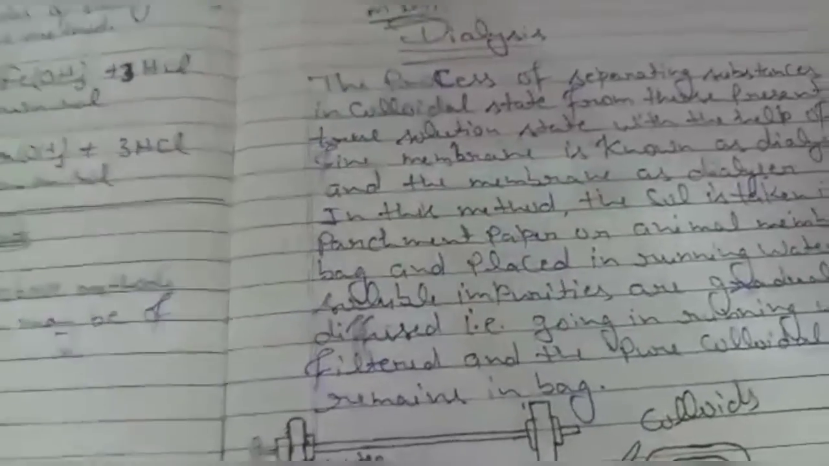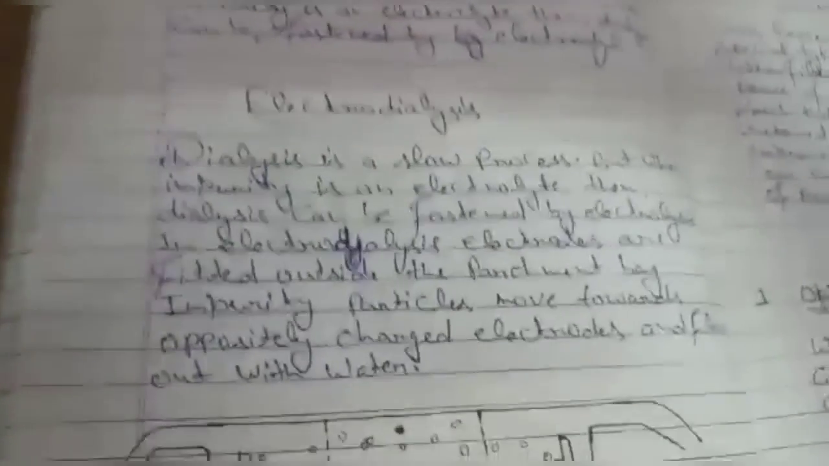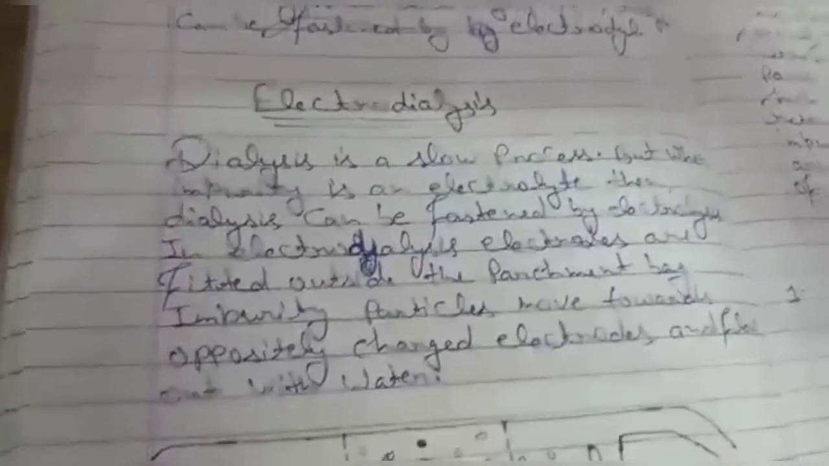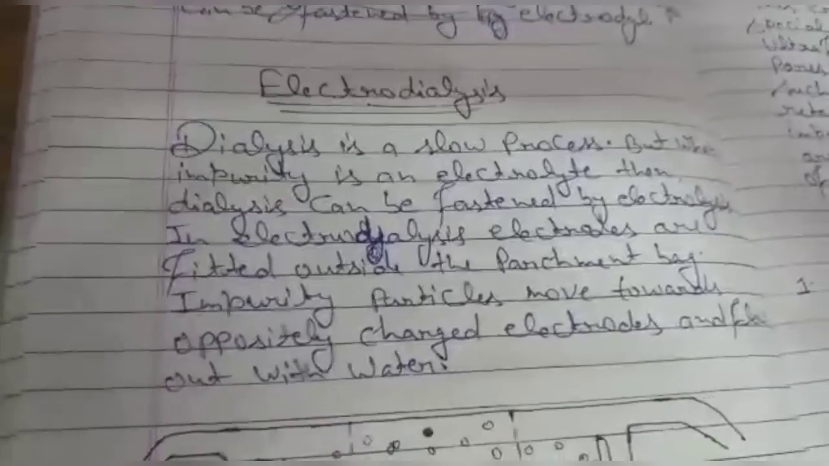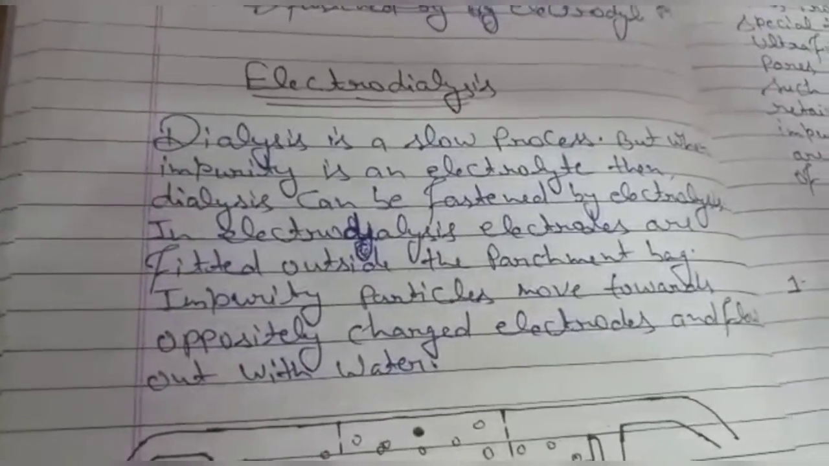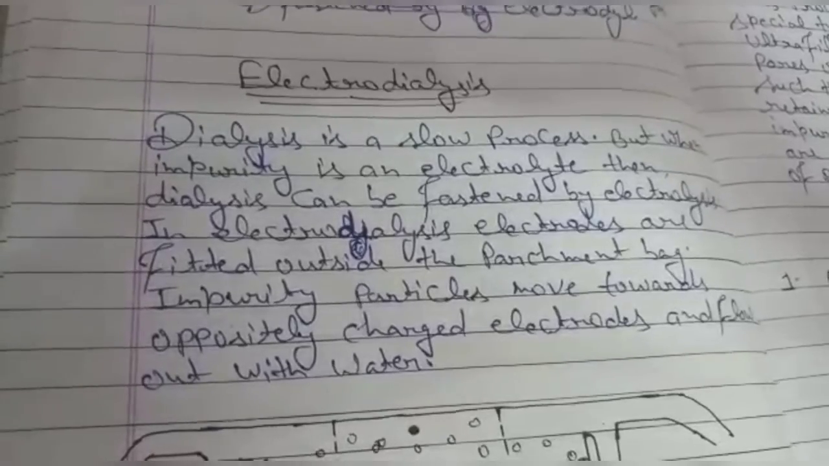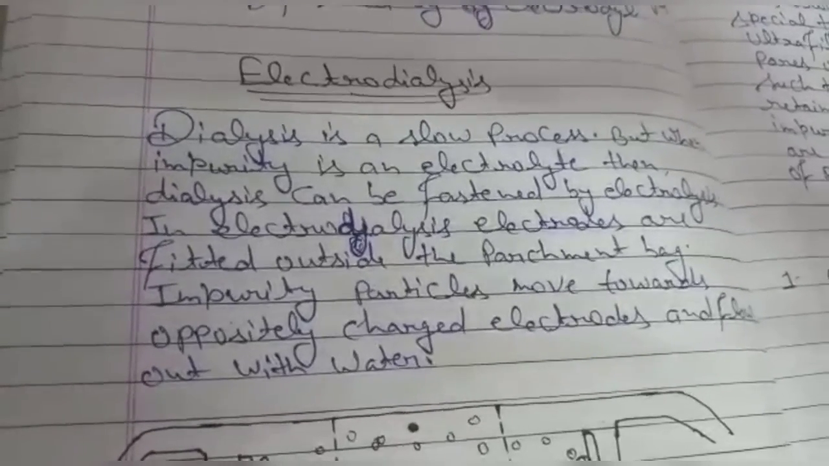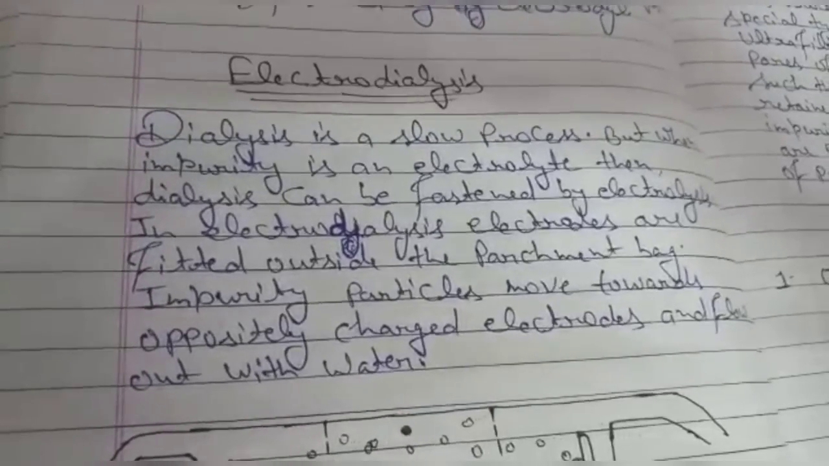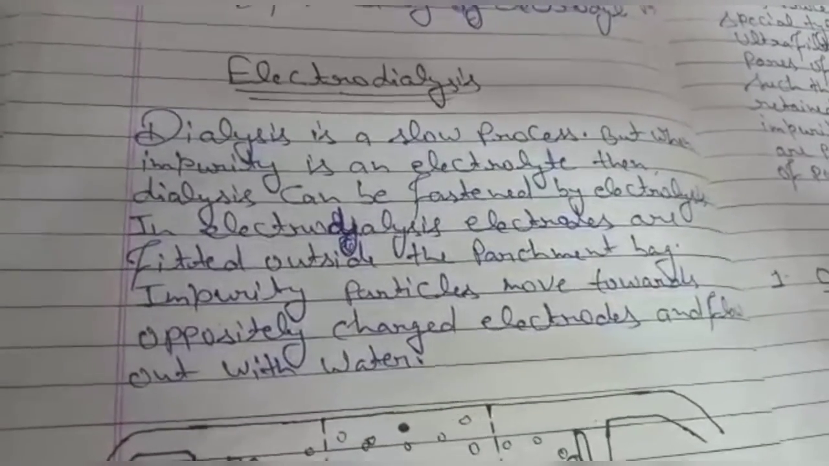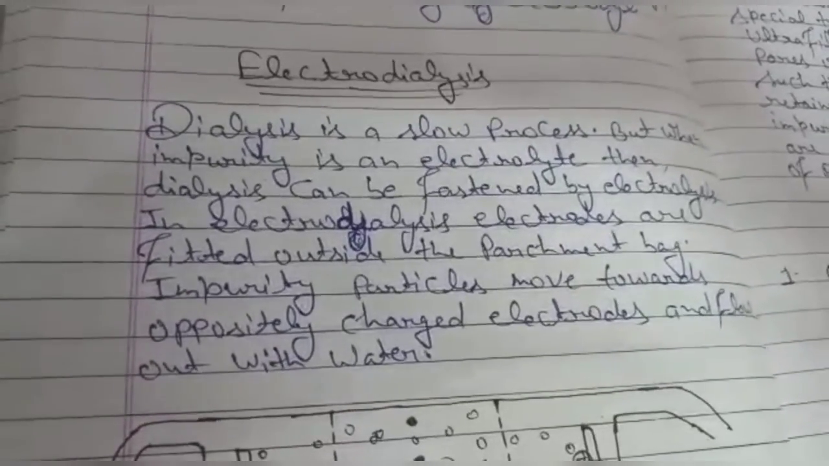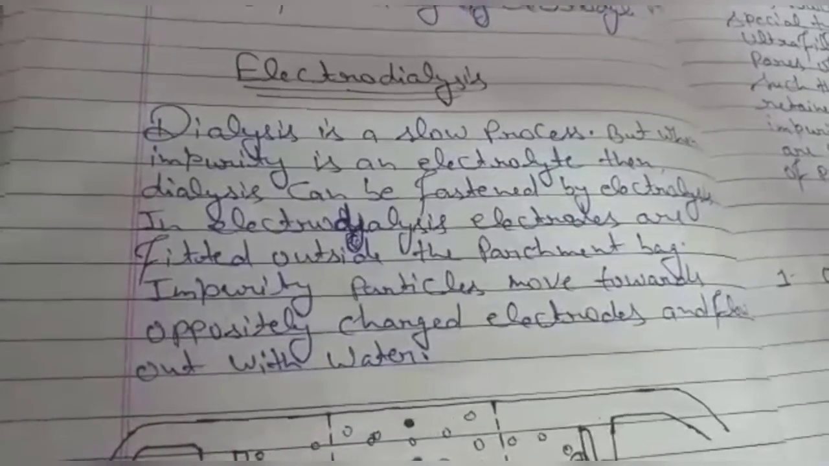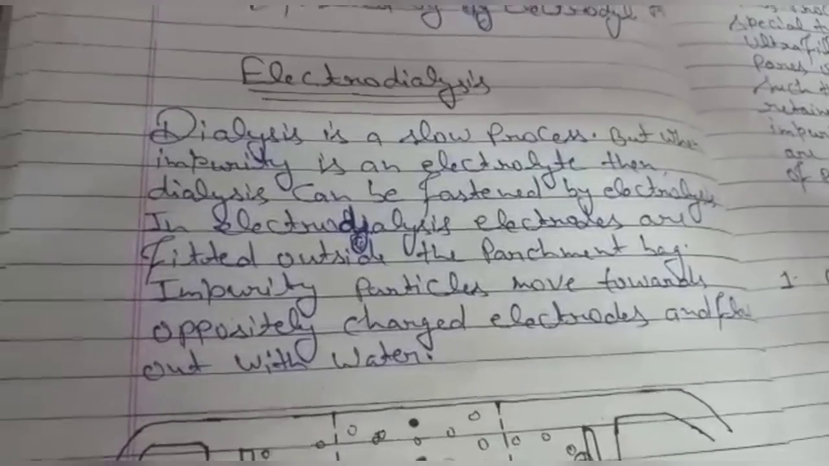So this is dialysis. Dialysis has two types: electrodialysis and thermal dialysis. Electrodialysis is when electric current is passed in the solution. Dialysis is a slow process, but when the impurities are electrolytes, dialysis can be sped up by electrolysis. In electrodialysis, electrodes are fitted outside the parchment bag. Impurity particles move towards the oppositely charged electrode and flow out with the water.